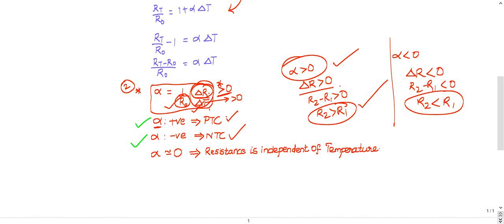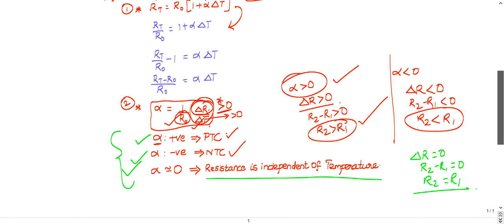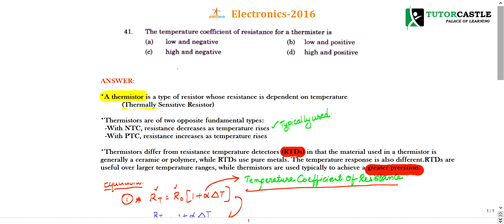If alpha is 0, what does it indicate? Delta R is 0, means R2 minus R1 is 0, means R2 is the same as R1, so there is no change in the resistance. So alpha is 0 means resistance is independent of temperature. Even if you increase the temperature, the resistance remains the same. So in this way, based on the values of alpha, you can conclude whether the resistance is increased or decreased. Now let us come back to our question.